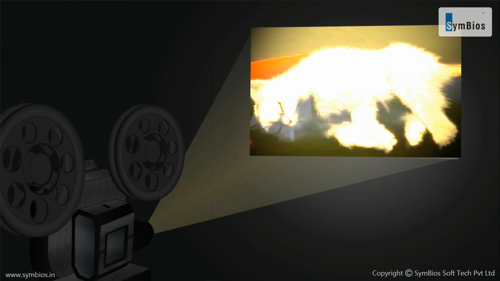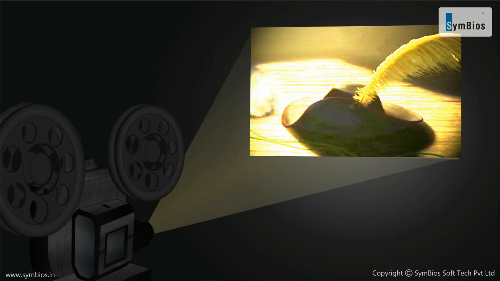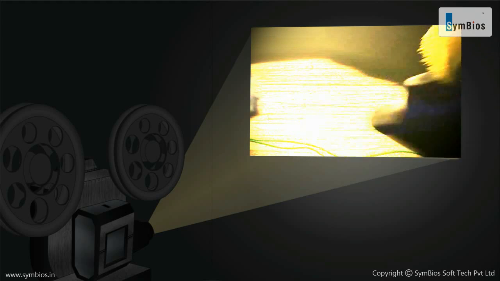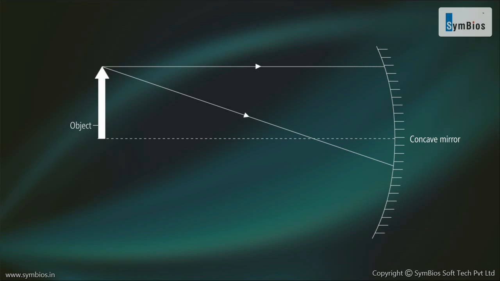The image you can see on a screen at a cinema hall is a projection of the film on the screen, and it is a real image. A real image is a representation of an actual object, that is, a source, formed by rays of light passing through the image. If a screen is placed in the plane of a real image, it becomes visible. That is, real images are formed where rays of light actually converge.